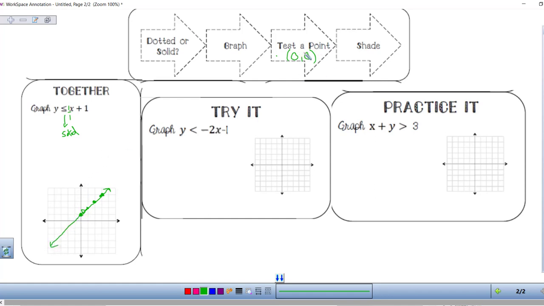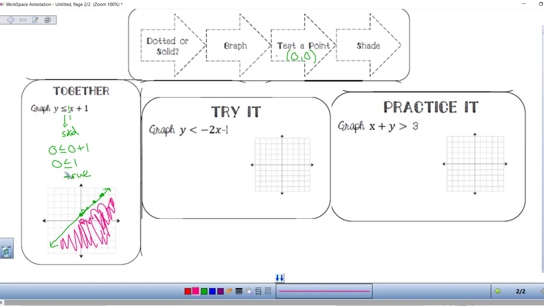Okay. Test a point. So 0, 0 is the easiest test point because we put 0 in for y and 0 in for x in the equation. So this really says, when I simplify, 0 plus 1 is 1. 0 is less than or equal to 1. And we say, is that true or is that false? 0 is less than 1. That is true. And if it is true, we see that point 0, 0 is right here. So that means we want to shade that side of the line, because that 0, 0 is a solution.